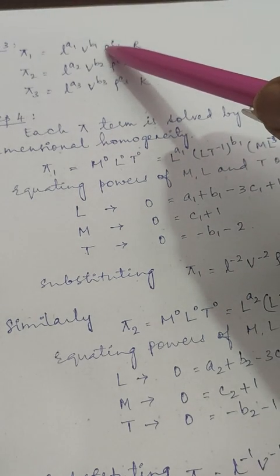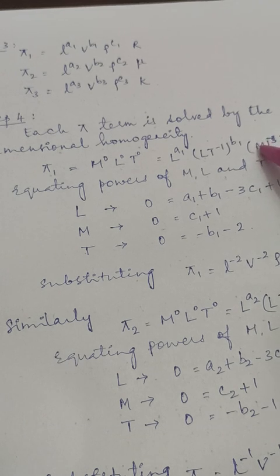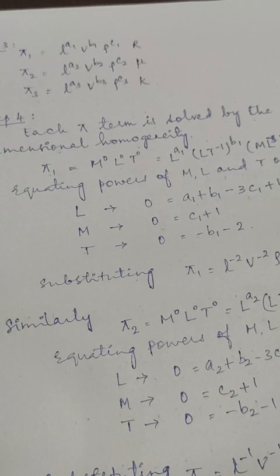Then this density is mass by volume. So mass is M, volume is L cube. So mass by volume means M divided by L cube, that is written as M L to the power of minus 3, to the power of c1.